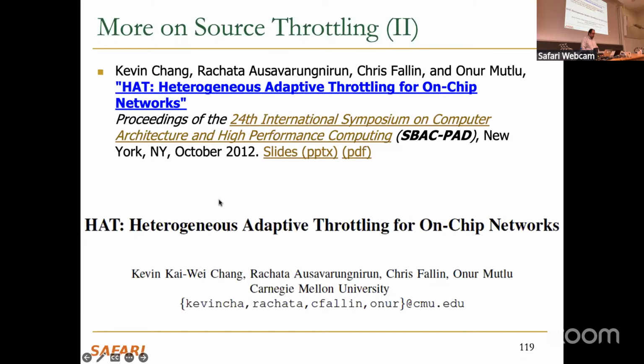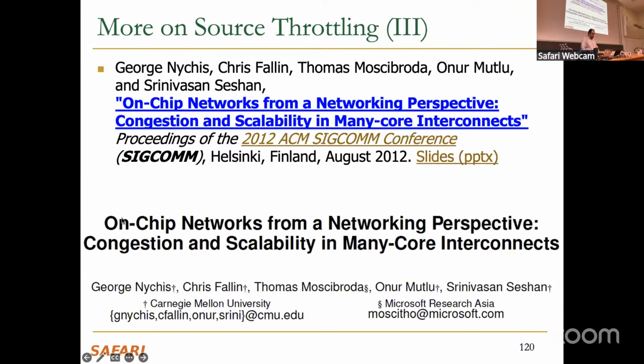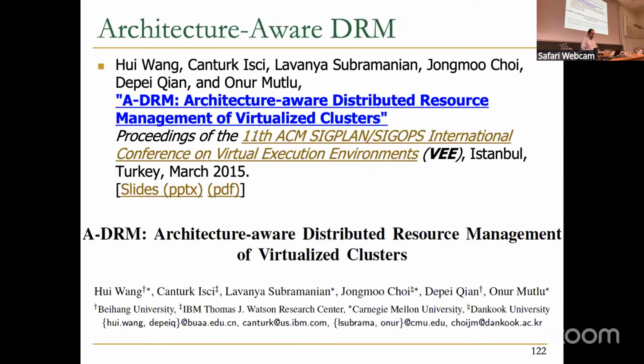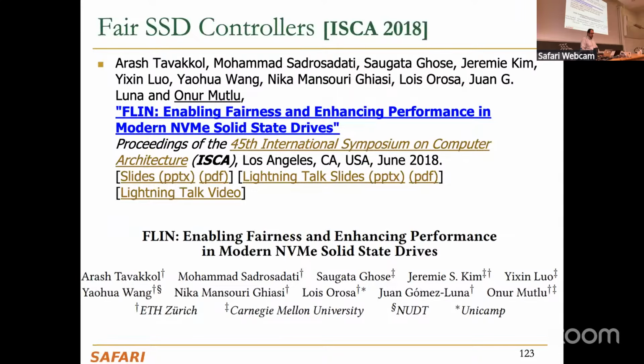HAT is another one which we have done, heterogeneous adaptive throttling for on-chip networks. And there are some other works in the line of on-chip networks and interconnects, which we might get to briefly when we discuss interconnects toward the end of this course. But there are a lot more in this line, which you can check if you're interested. Any questions?